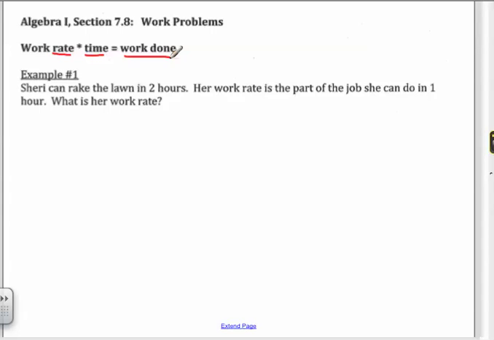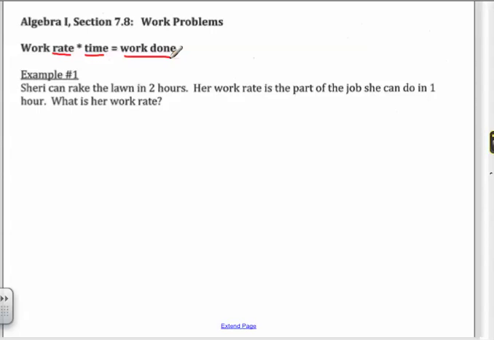Cherie, or Sherry, I don't know how she wants me to pronounce it. I don't know her. Cherie can rake the lawn in 2 hours. Okay, how much of the job is done in 1 hour? Just thinking about how much of the job is done in 1 hour. Will? Half of it. Okay, so her rate is half a job per hour.